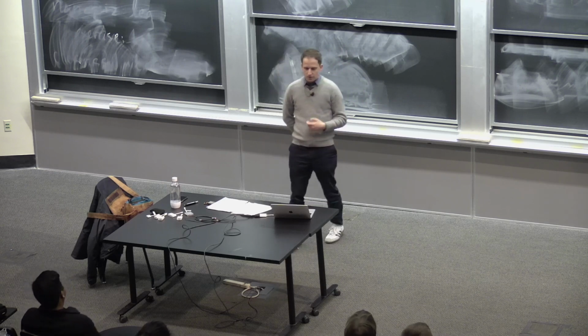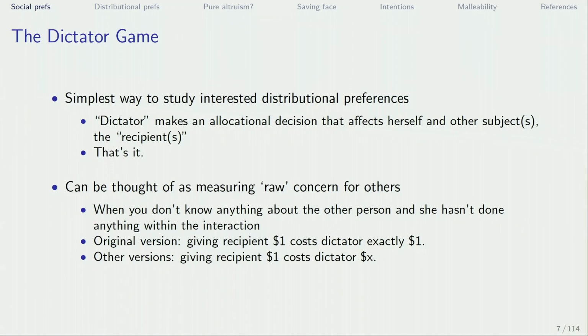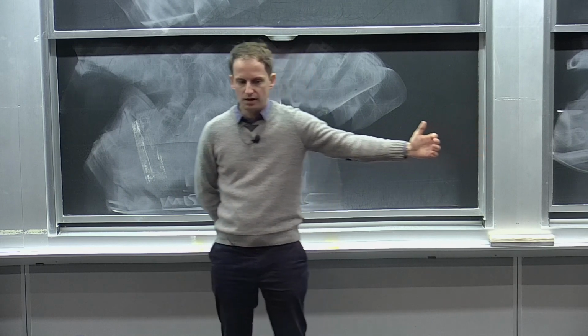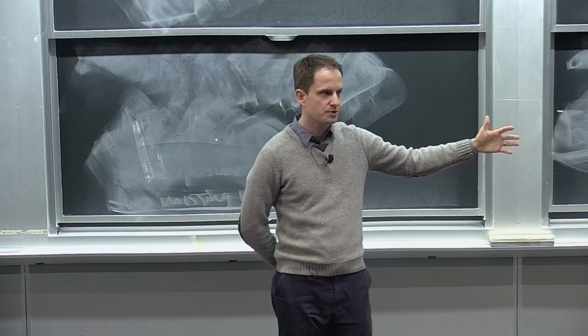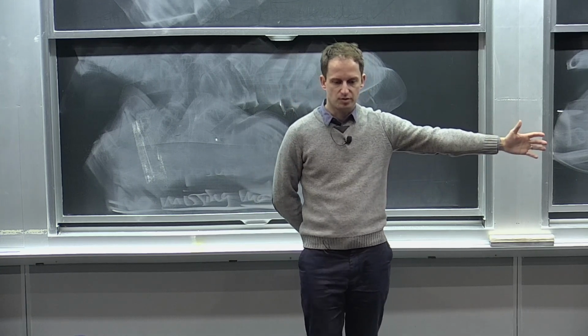That's it. You can think of this as some raw concern for others. Often these games are anonymous. Here's an anonymous person to whom you could give some money. Often it's another student, or it could be a poor person in Kenya or elsewhere. Here's a person with whom you don't have any interactions whatsoever. How much money do you want for yourself? How much money do you want for this other person?